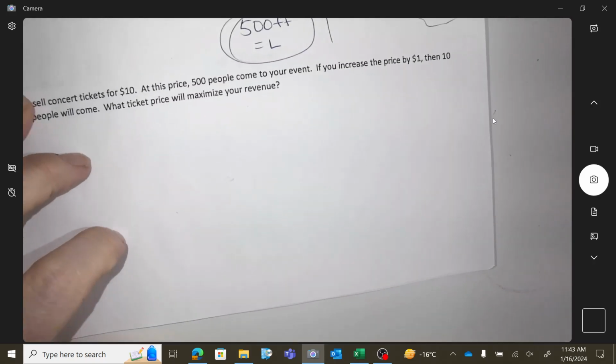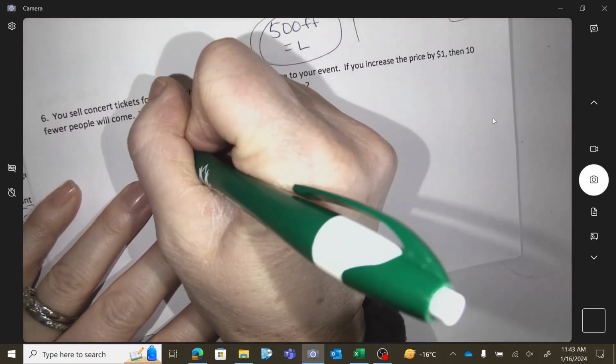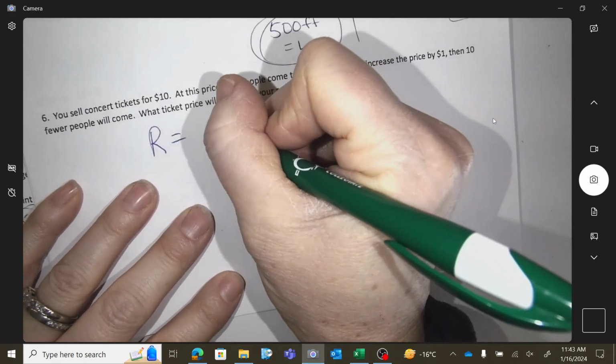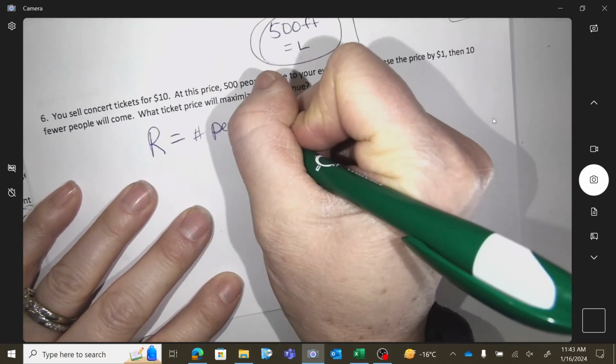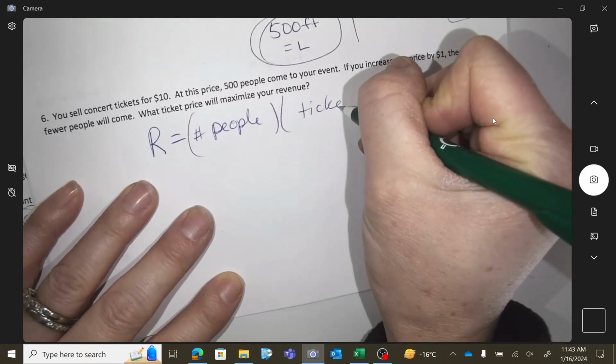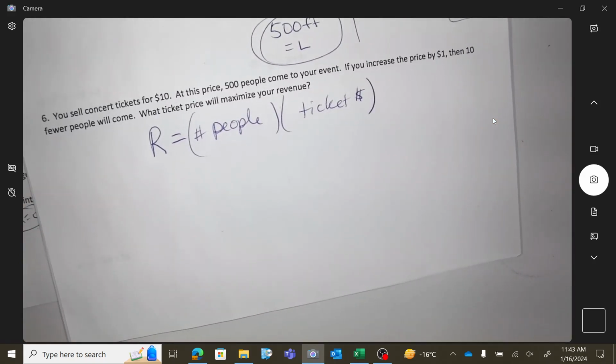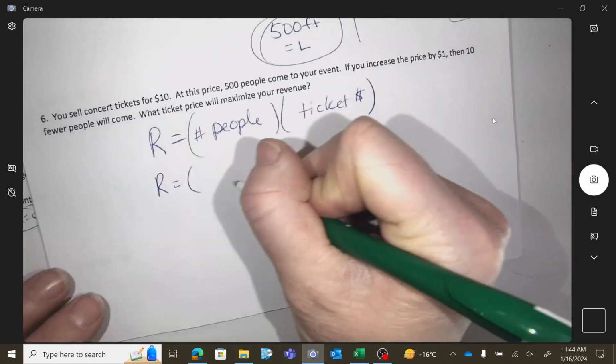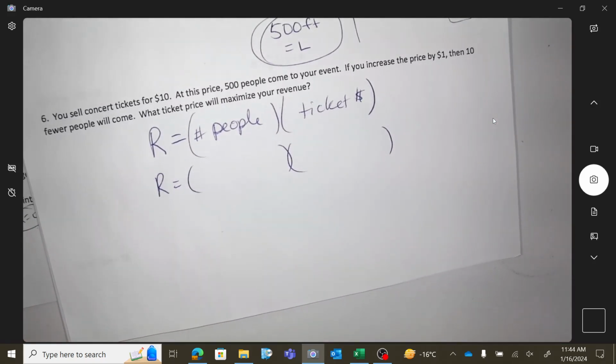Okay, revenue. The revenue, if you're doing a concert, is your number of people times your ticket price. However many come and how much you charge each one is how much money you are going to make. Right? Does that make sense in real life? Okay, so fill in as you read.